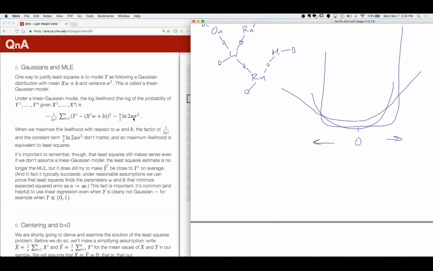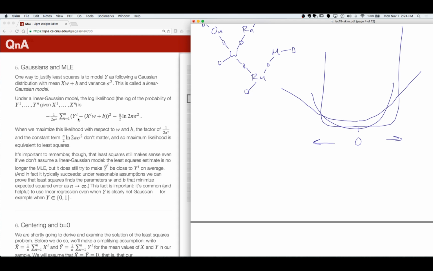And this additive term doesn't matter either because it doesn't contain the weight w or b that we're trying to fit. And so we can just discard this and discard that factor, and we're then still trying to minimize the sum of squared losses, right? And so this linear Gaussian model does justify least squares.